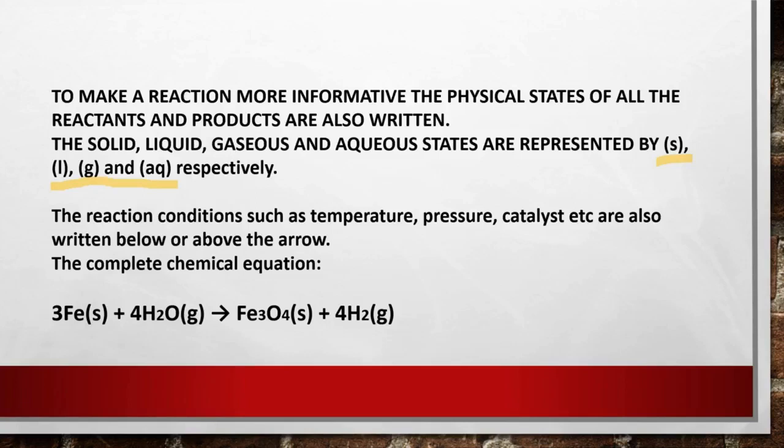Clear? Now, sometimes the conditions of the reactions such as temperature, pressure, catalyst, etc. are also written below or above the arrow. So now the reaction is complete. As you can see, iron in solid form reacts with water molecule in gaseous form to produce Fe3O4 in solid form and to release hydrogen gas. So this is how we can balance any chemical reaction, right?